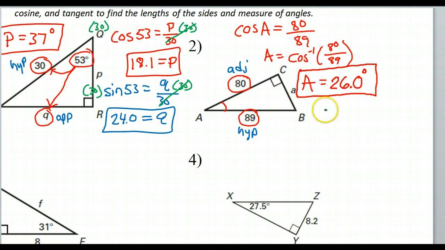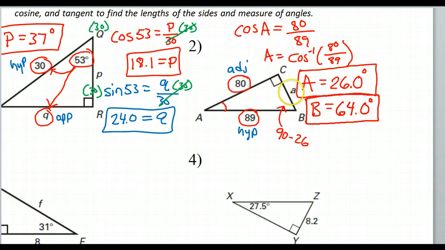Okay, let's find the measure of angle B next. So the way to find the measure of angle B is just to do 90 minus 26, because we just found angle A, to subtract from 90. So that's why angle B is going to be 64.0 degrees. So we have angle A, and now we have angle B. So that's two of the three things. We still need one more thing. We need to find side A.